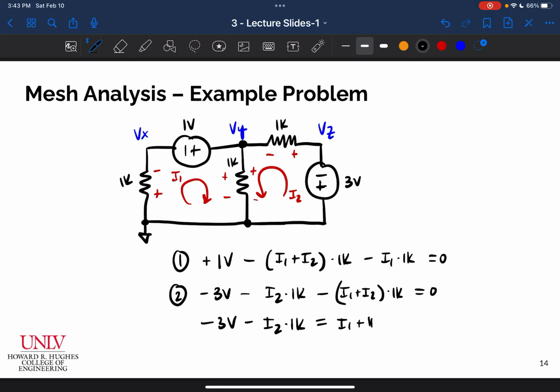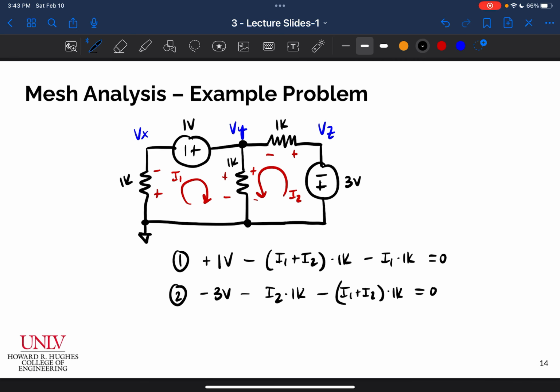I1 plus I2 times 1K. And now I can go ahead and throw that into the first equation. Oh, that's not going to help me, actually. Let me undo that. That is not going to help me. Let's just solve the first equation, the top equation, for I1.